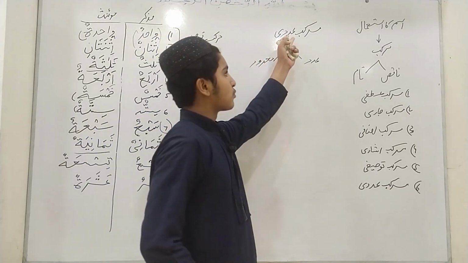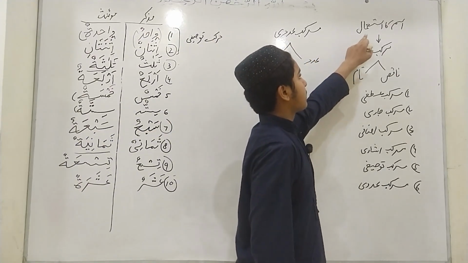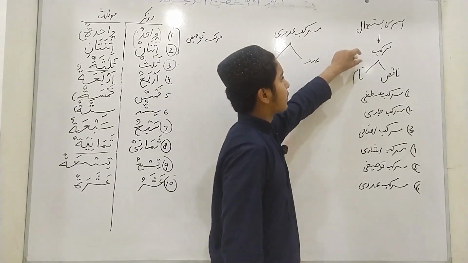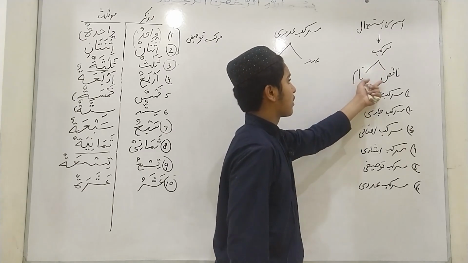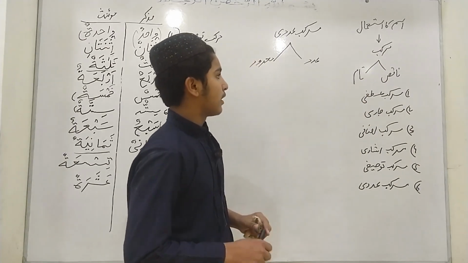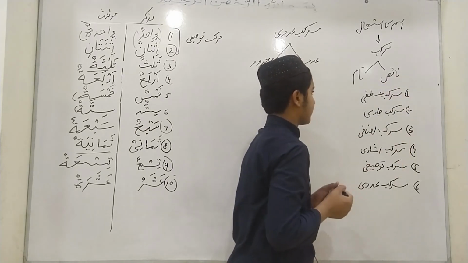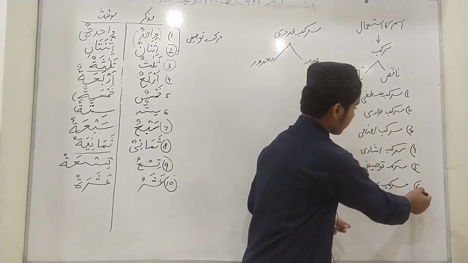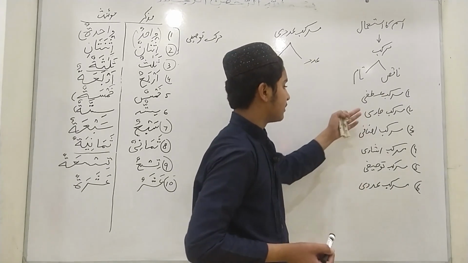Today our topic is Murakkab Adadi. First we people learned the use of noun. Then we read in the use of noun Murakkab. Then the two kinds of Murakkab, Murakkab Nakis and Murakkab Tam. Then further we people learned the kinds of Murakkab Nakis. Then today we people will learn the last kind of Murakkab Adadi.